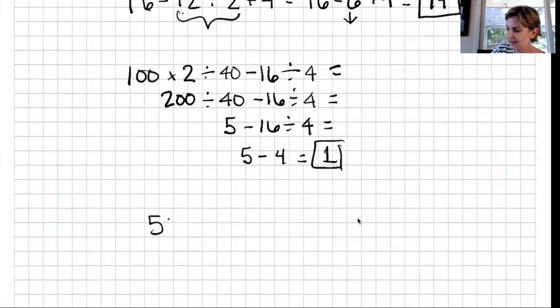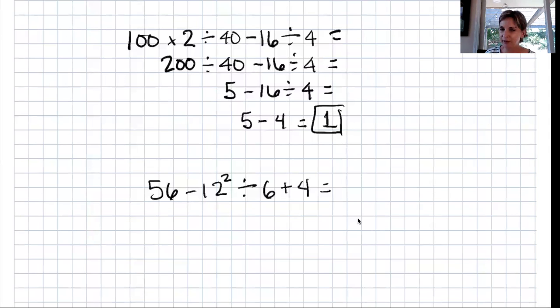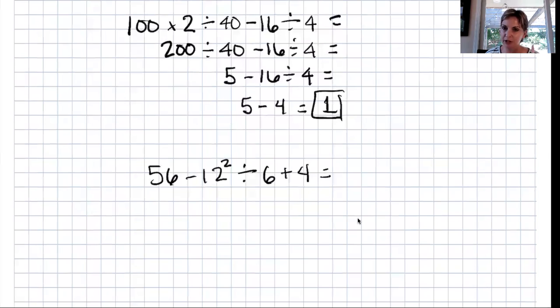56 minus 12 squared divided by 6 plus 4. So we don't have any parentheses yet, don't worry about that, so no P. Now, E in PEMDAS is exponents, so that's the next thing we do. And we do have an exponent in this one. We have 12 squared, so we do that first.